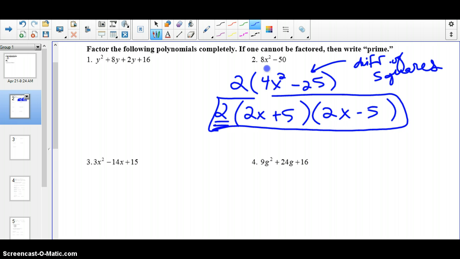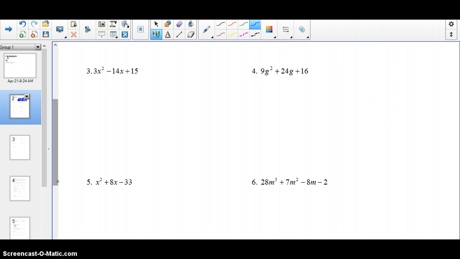All right, let's look at number 3. First thing you ask yourself, is there a greatest common factor? There's not. Is it a special case? Is it a difference of squares? Difference of squares only has 2 terms, so it's not that. Is it a perfect square trinomial? Well, the perfect square trinomial has to have perfect squares in the first and last term, and 15 and 3 are not perfect squares. Then you'd see if this was going to be factored by grouping, but there's only 3 terms, so this is just trial and error.